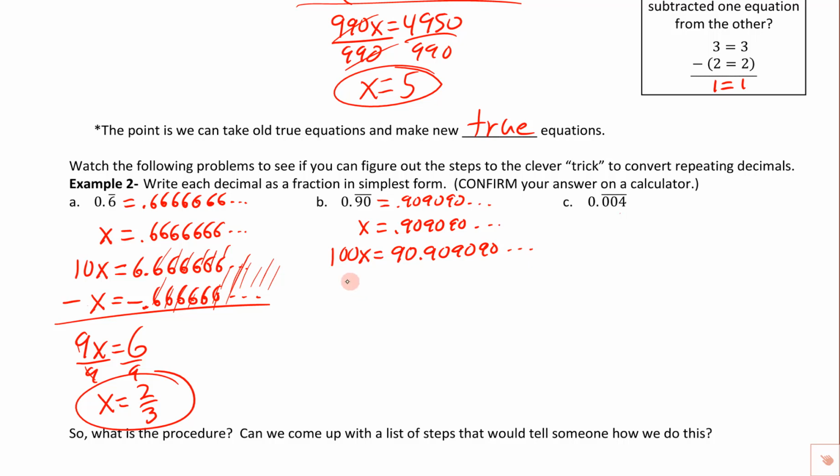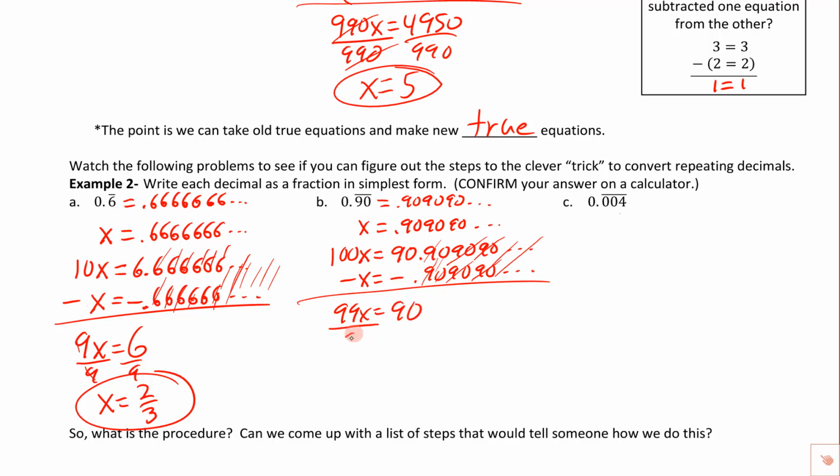I'm going to do the same thing I did before. I'm going to subtract this equation from both of those. So this is going to be minus, and remember this is going to be 0.90, 90, 90, and continuing on like that. I'm going to draw a line, and let's see what we get. This is going to be 100x minus 1x, that's going to be 99x. And then take a look here, cancel, cancel. I'm going to cross out the 90 and the 90, just continuing on like that. So we end up with a 90 right here.